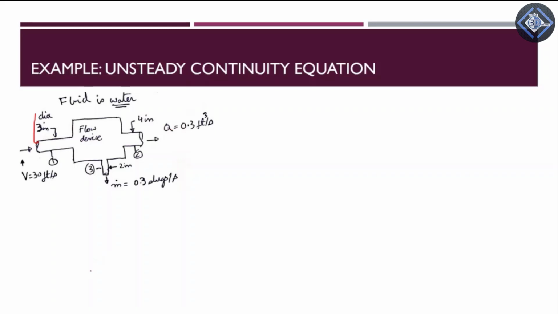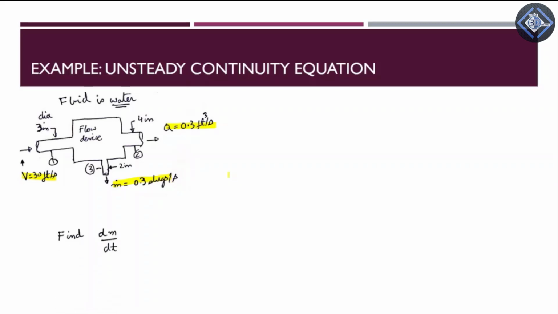At section 2 outlet, the diameter is 4 inches, and at section 3 outlet, the diameter is 2 inches. At section 1 we are being told the velocity of the system. We know the velocity at section 1, we know the volumetric flow rate at section 2, and we know the mass flow rate at section 3.